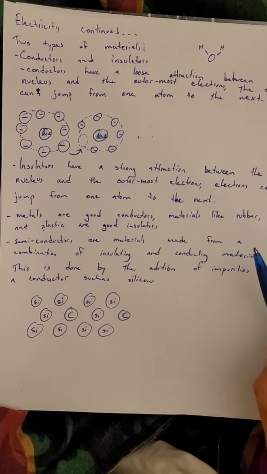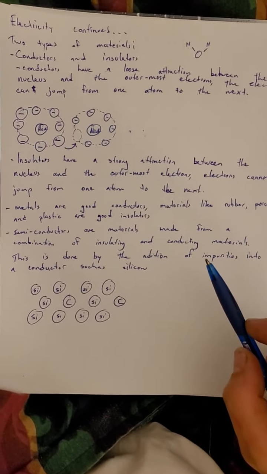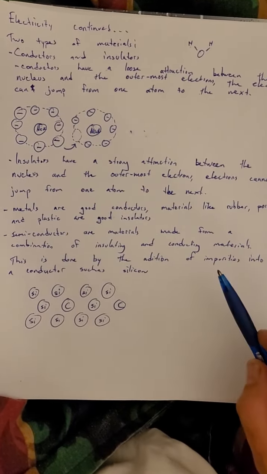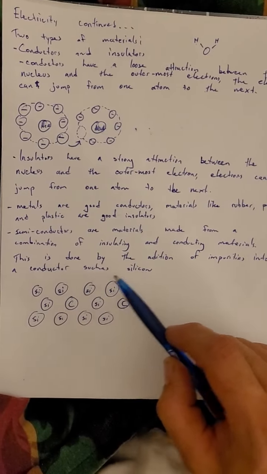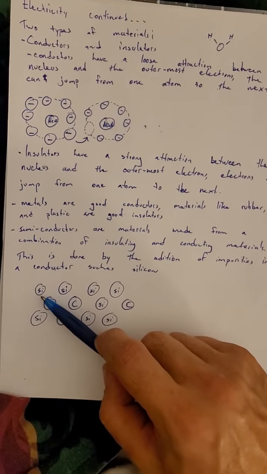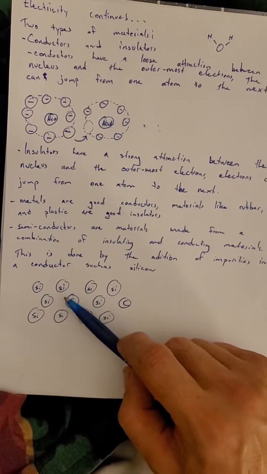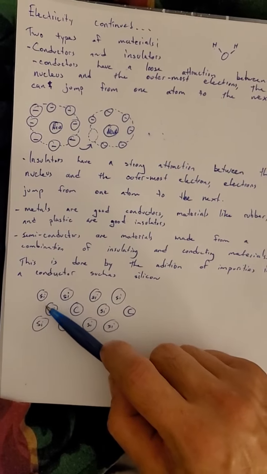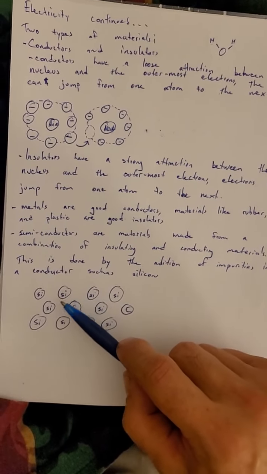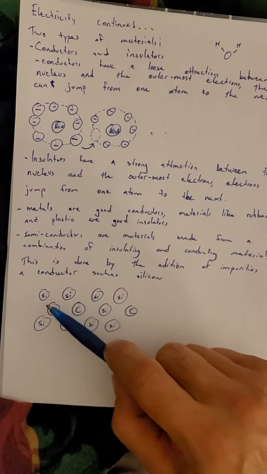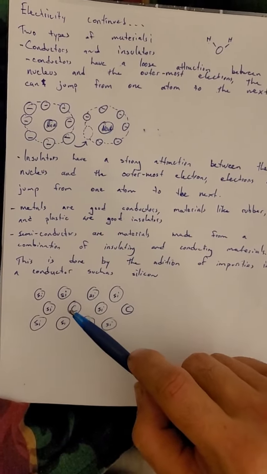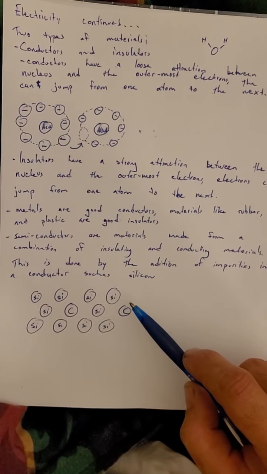Semiconductors are materials made from a combination of insulating and conducting materials, or atoms, or molecules. This is done by the addition of impurities into a conductor, such as silicon. So what they'll do is they'll take something like pure silicon, which is Si on the periodic table, and they'll put in something like carbon. So you have a whole bunch of silicon atoms, one next to the other, and what they do is they insert a carbon. So silicon, which in its pure form is a conductor, they add carbon to decrease the conductivity.